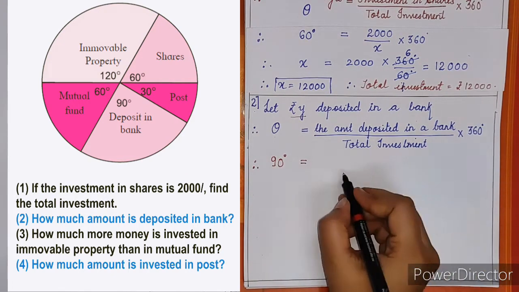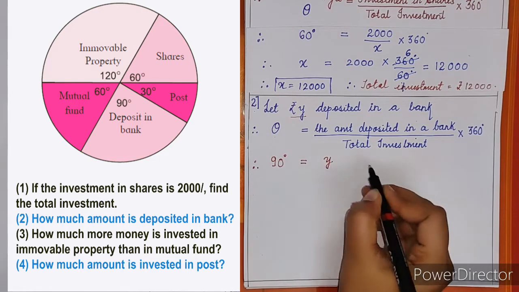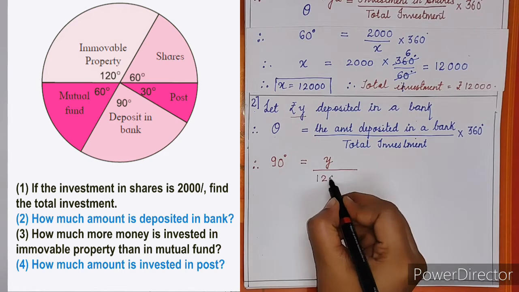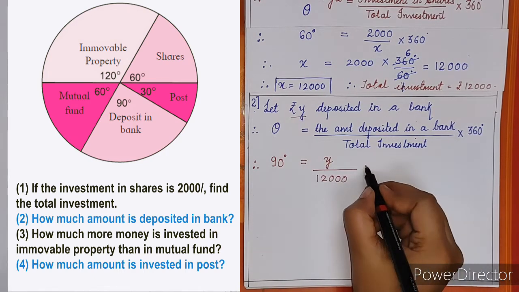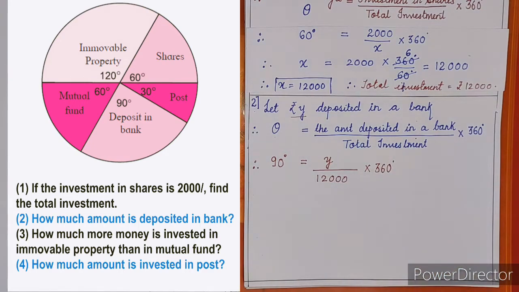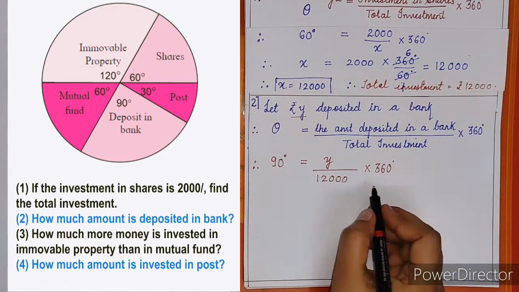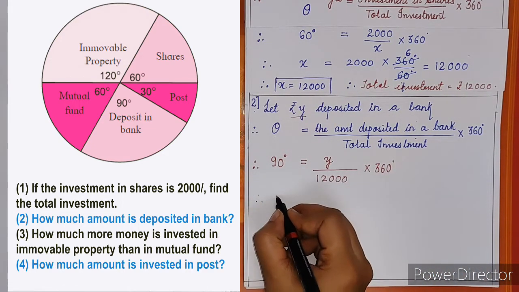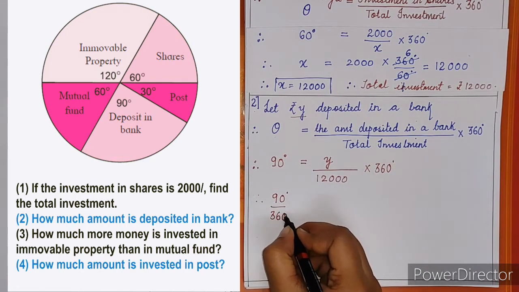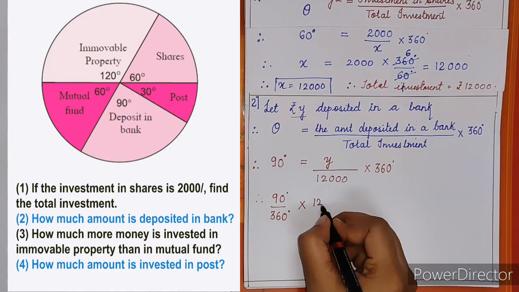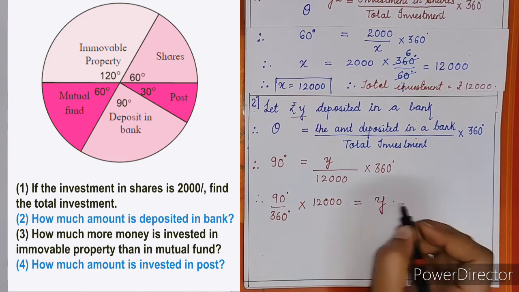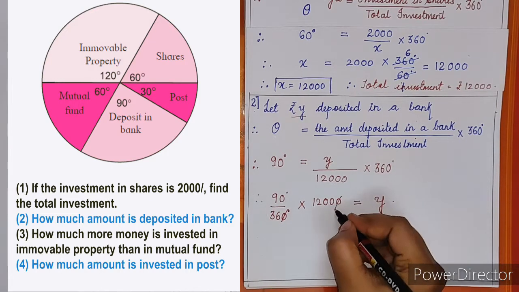So therefore theta is 90 degrees. Amount deposited in a bank is Y. Total investment we have found in the first question is 12,000, multiplied by 360 degrees. We have done this calculation before. In this question we'll take all the numbers to the other side: 90 degrees upon 360 degrees into 12,000 equals Y.